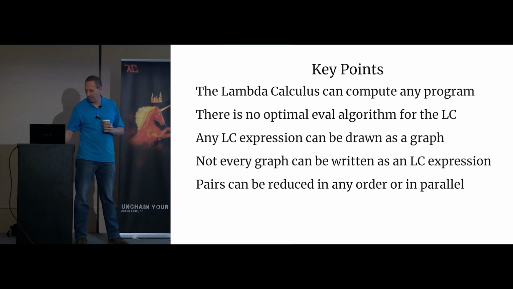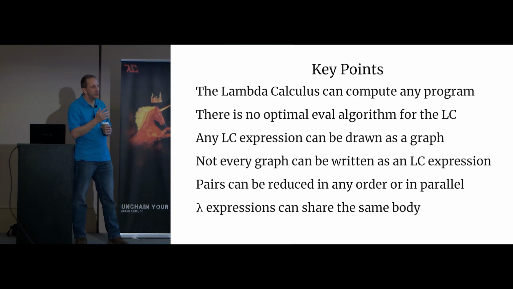And then lambda expressions can share the same body. So if 2 lambda expressions share the same body, then that body can be reduced and optimized before either of them get applied. And so they're both optimized in one operation. So you're not doing peephole optimization or program transformations or whatever. It's just simply reducing the graph. It's almost like normalization for graph operations. If you say so.